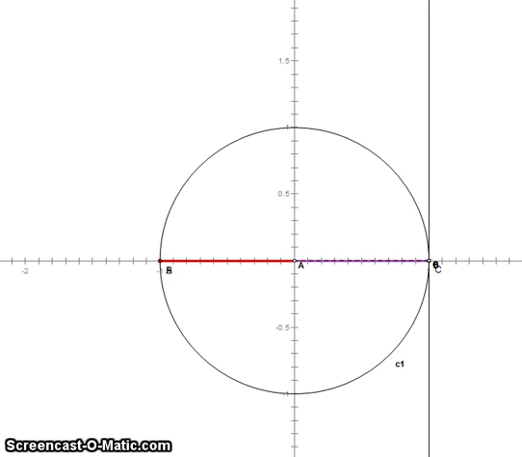Welcome to the tutorial on the unit circle part 2. In our last tutorial we learned about the unit circle and about what the values of sine, cos and tan represent in the unit circle.